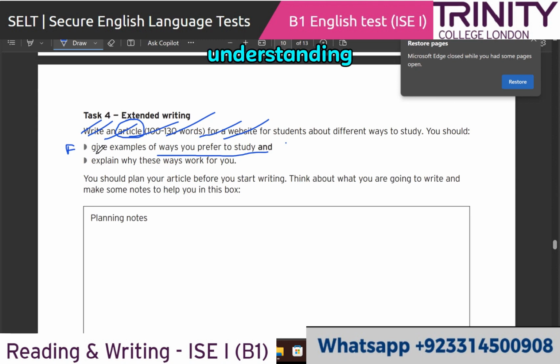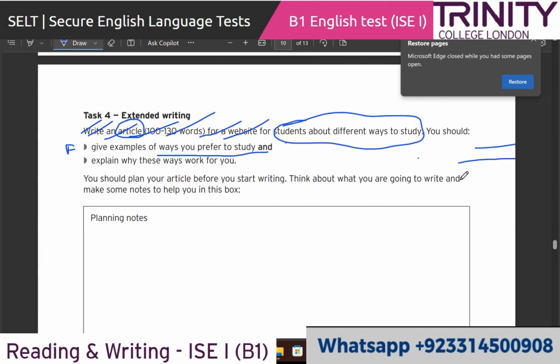Yeah, understand. Firstly, I want to give examples of different ways you can use this title in here. Firstly, I want to give examples of different ways I prefer to study: online, studying in a group, learning something online, studying with a teacher, studying alone, studying in the morning, also taking notes when I'm studying.